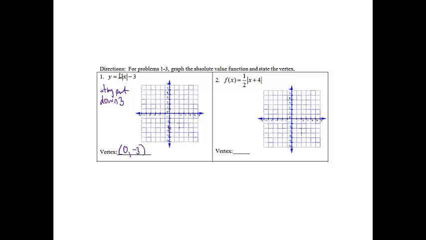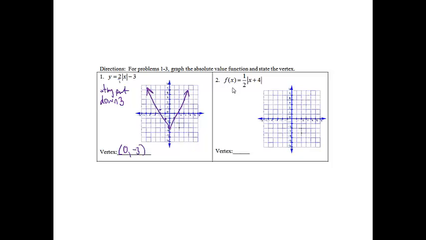And then I need to deal with my slope. My slope is going to be 2 over 1. So from here I'm going to rise 2 and run over 1. Rise 2, run 1. Okay, notice I have my right side of my V, and then to get my left side, we'll just go up 2 over 1 in the other direction. And then we've got our absolute value.